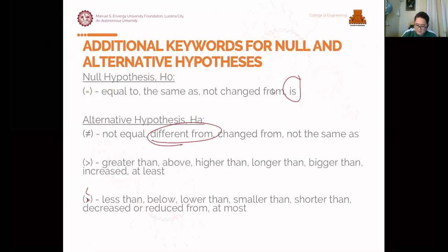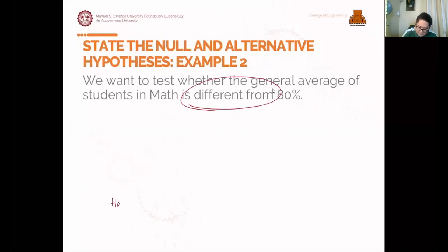Okay? So, ibig sabihin dito, kung in symbol tayo, so general average, so average pinag-uusapan, pwedeng tawagin nating mean, no? Mean is not equal to 80%. Okay? So yan agad yung alternative hypothesis natin. So yung ating null hypothesis will be the contradicting statement ng alternative natin. So ang mean natin, yung average natin ay equal sa 80%.